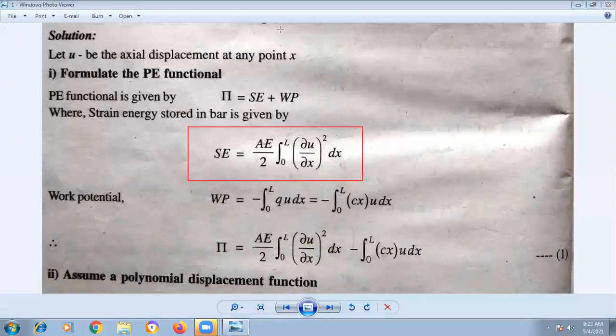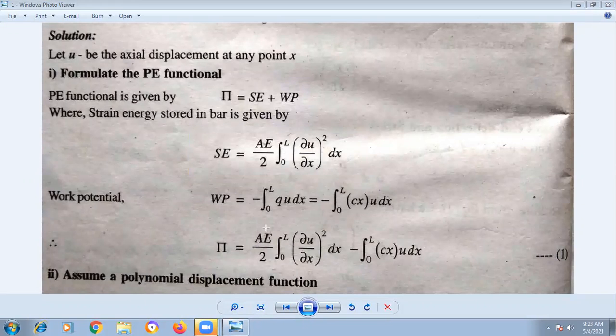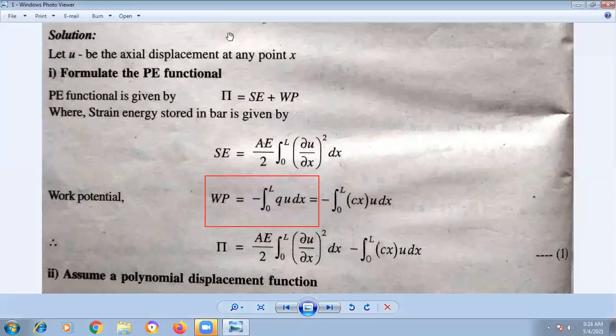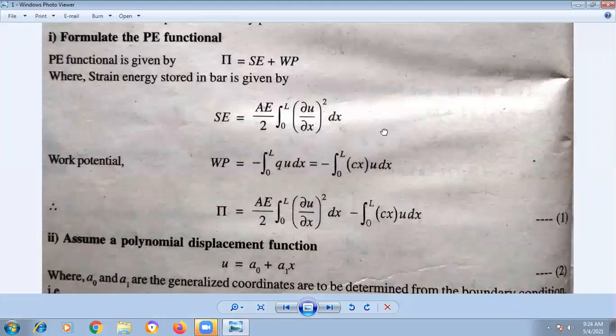and the work potential term, that is important in this problem. It is acting over the entire length 0 to L, q into u dx. So q is the force which is causing the bar to get displaced by an amount u with respect to x. So this is the important step in the problem. You have to remember how we are supposed to write the force term or work potential term. Remaining is just simplification like in the earlier cases.